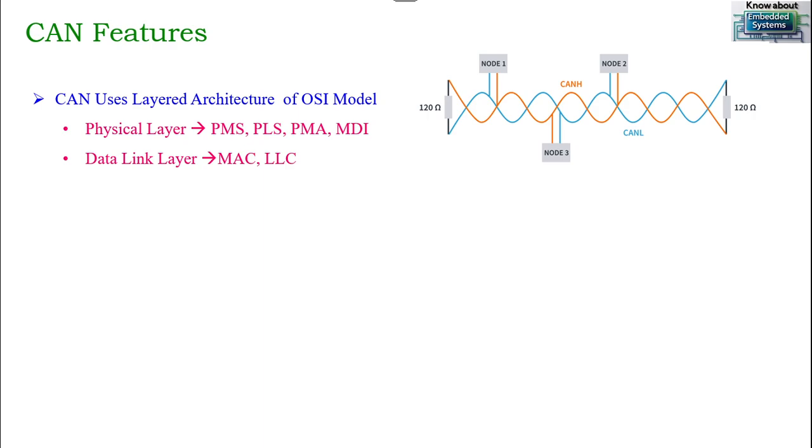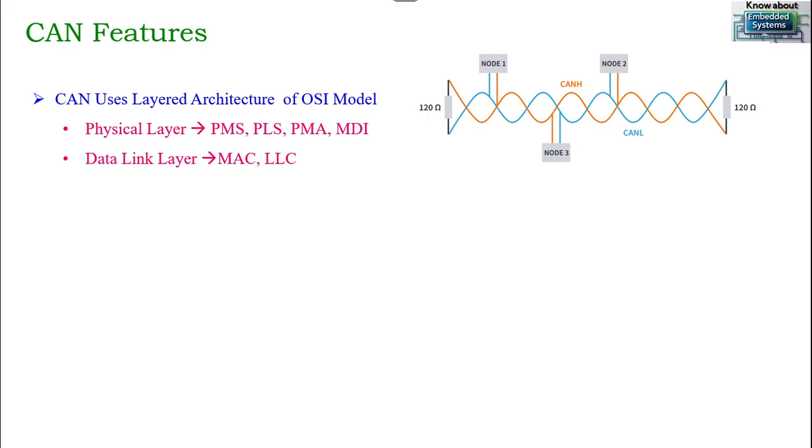Just try to understand only one thing here. Our CAN protocol will use a layered architecture of the OSI model. You might know this already. The OSI model uses 7 different layers of communication: we have the physical layer, data link layer, session layer, presentation layer, network layer, transport layer, and finally the application layer. Like this, we have 7 different layers.